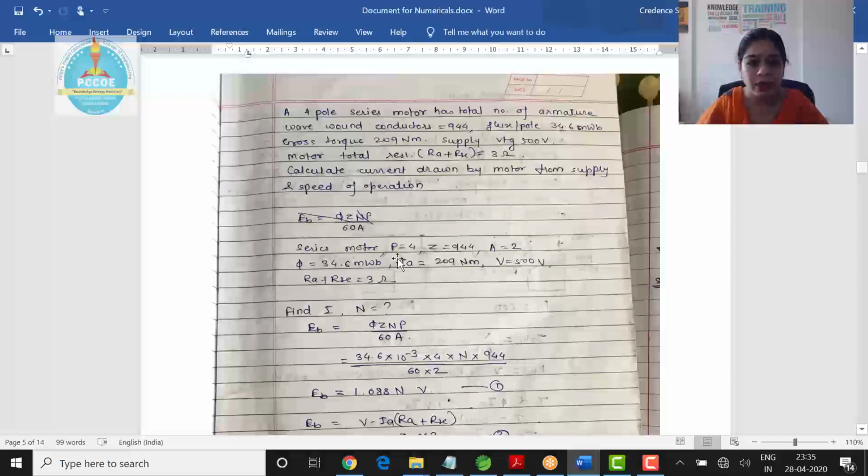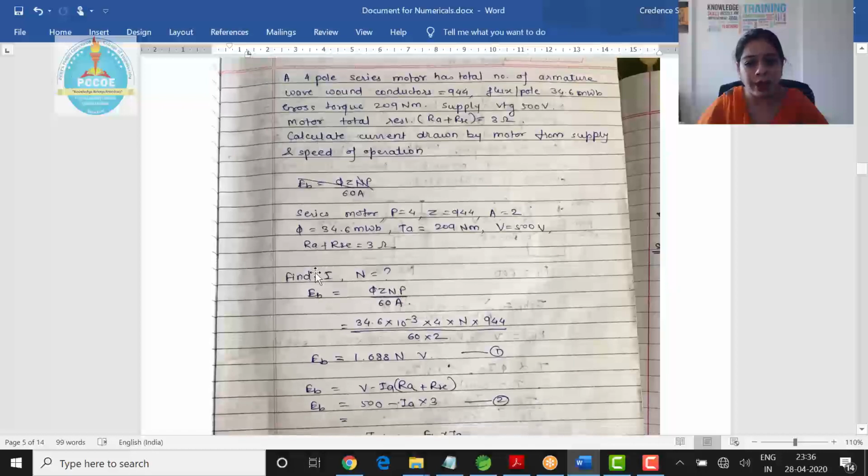So series motor, number of poles are given, number of conductors. As it is wave wound, what will be the value of A? A is equal to 2. For lap wound, A is equal to P. For wave wound, A is equal to 2 always. So phi is equal to 34.6 milliweber, we need to convert it into webers. Torque is 209 Newton meter. Supply voltage is equal to 500 volt. Ra plus Rac, that is the total resistance is given, that is 3 ohm. Now we need to calculate the total current, supply current and the speed.